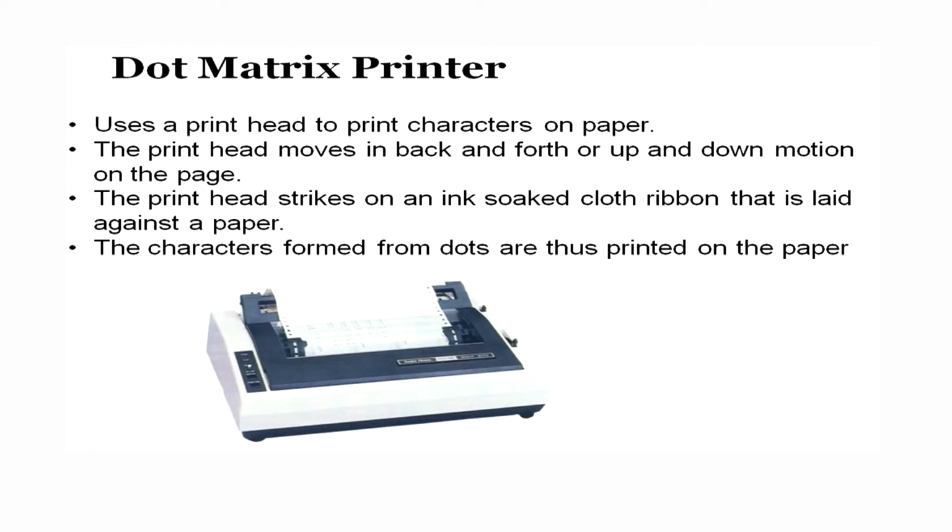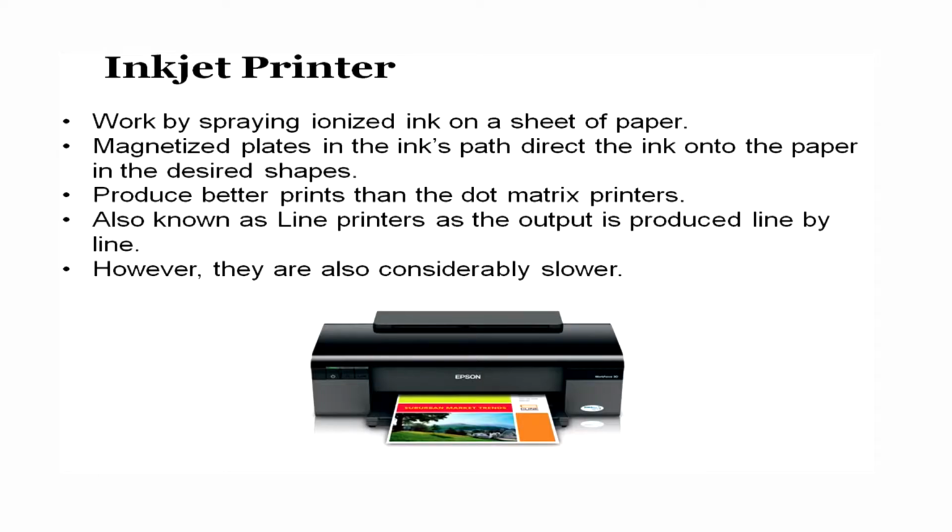Since each character that is being printed through a dot matrix printer is made up of dots, if you see it closely, you will see that each character is made up of small dots. So, that is why we call it a dot matrix printer. It is a relatively slower printer, can give us only black and white printouts and is comparatively cheaper than other printers. Next printer is the inkjet printer.